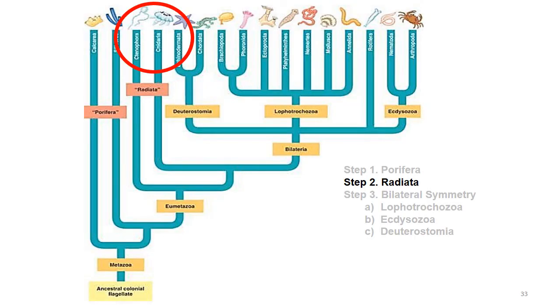So we have just finished the poriferans, and that is the non-true tissue organism. Now we need to begin our journey of the true tissue organisms, and our first stop here is going to be in the radiata, and the radiata is going to be the cnidarians and the ctenophorans. So that's next.